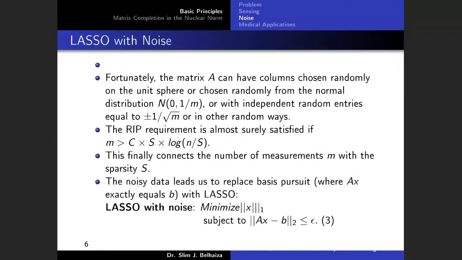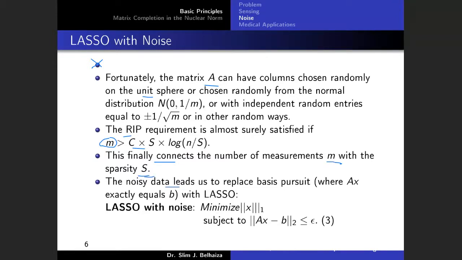So here we're trying to find X as a vector. Okay, so now this generalizes to what we call the lasso with noise. Fortunately, the matrix A can have columns also chosen randomly on the unit sphere, or chosen randomly from the normal distribution, the Gaussian distribution, or with independent random entries, bounded by plus or minus 1 over root of m, in other random ways. So the RIP requirement is almost surely satisfied if m is larger than C s log of n over s. In fact, this finally connects the number of measurements m with the sparsity s.